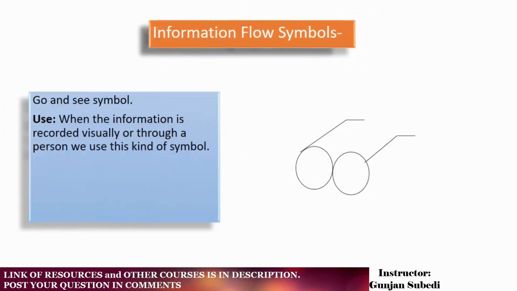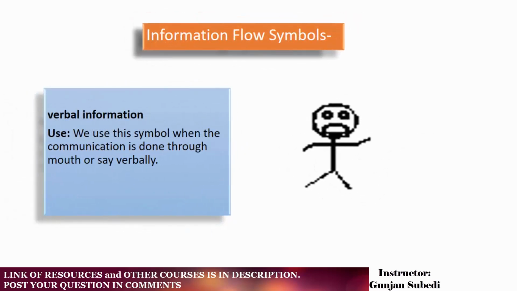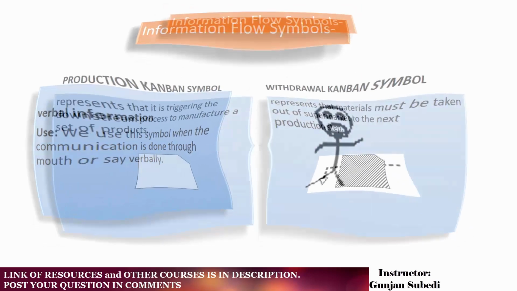This icon represents the Go and See symbol. When the information is recorded visually or through a person, we use this kind of symbol. This symbol is used for verbal communication. We use this symbol when the communication is done through the mouth, or say verbally.